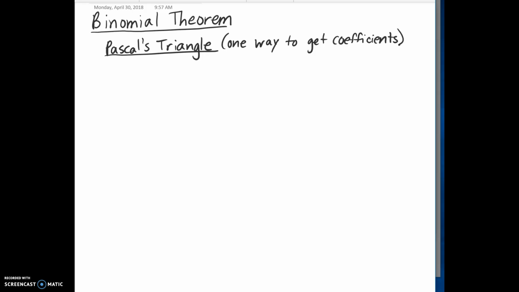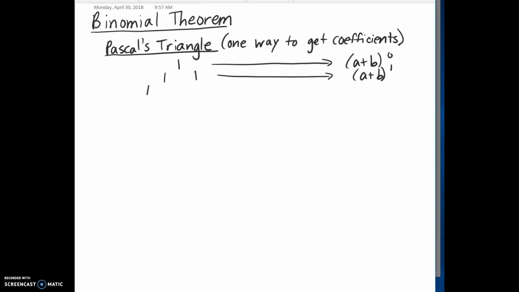And the way Pascal's triangle works, you start with a 1 on top. That does not count as really your first row. That's like our 0th row, and then we're going to have another row with 2 1s in it. So the first row would be saying a plus b to the 0, which would be 1. And then the second row, a plus b to the first, which makes sense. That would just be 1a, 1b.